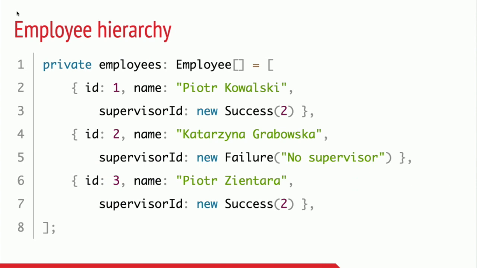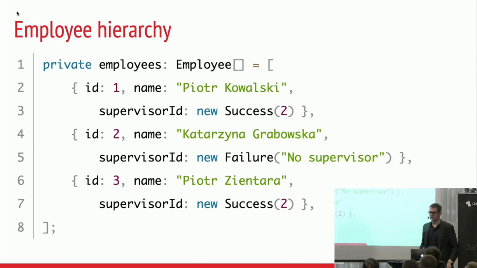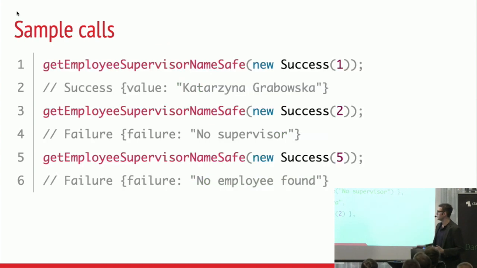So just to make sure that you understand it, given this hierarchy of employees, I wrote here some calls of these functions. So first I give it an ID of an employee that has a supervisor, and I get a success with its name. Then I give it an ID of an employee that has no supervisor. So I've got this no supervisor message. And finally, I gave it an ID of an employee that doesn't exist in the repository. And I've got a message saying no employee found.